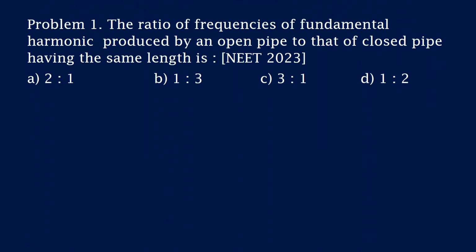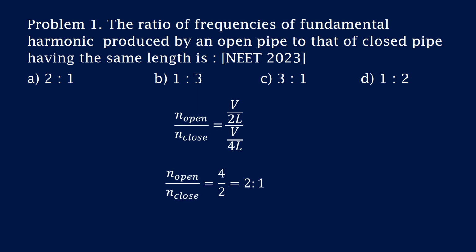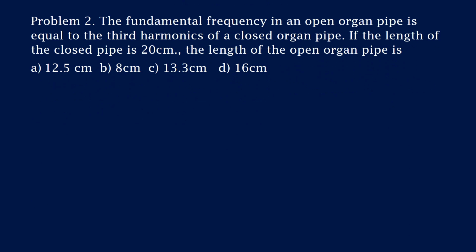The question from the NEET 2023 question paper asked to find the ratio of frequencies of the fundamental harmonic produced by an open pipe to that of a closed pipe having the same length. Now, the fundamental frequency of an open pipe is given by v upon 2L, while the fundamental frequency of a closed pipe is given as v upon 4L. Therefore, if we take the ratio, it turns out to be 2:1. Option A is correct.